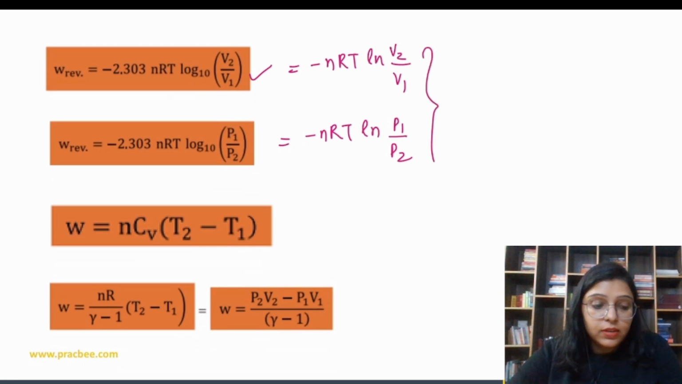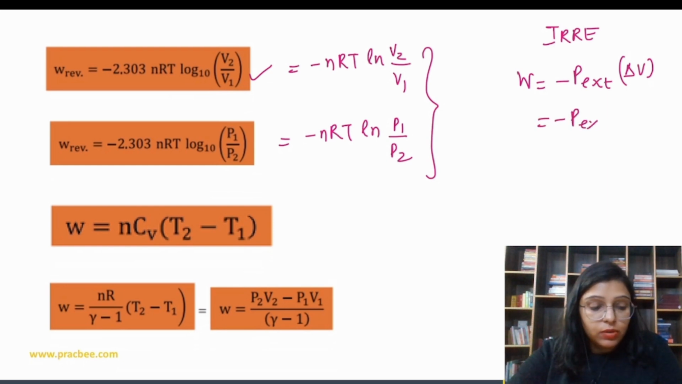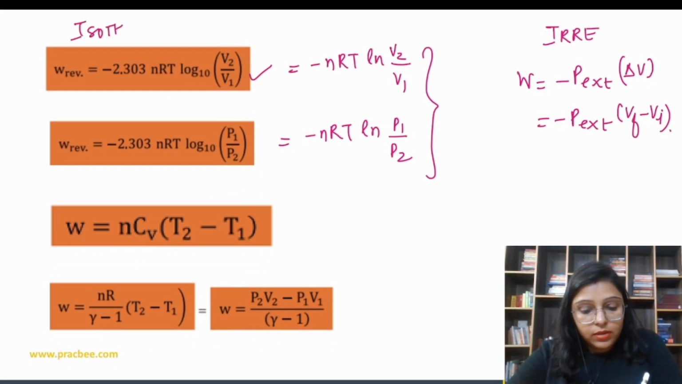If we have the irreversible process, then work done is equal to minus P external delta V, where delta V is equal to V final minus V initial. Now, this is for the isothermal process.